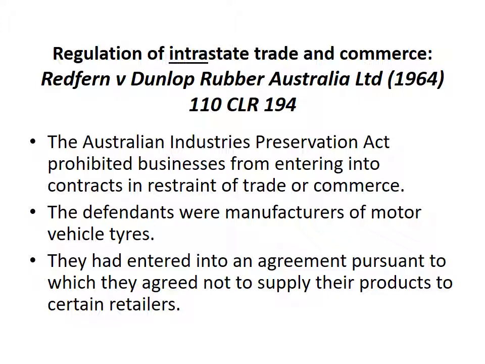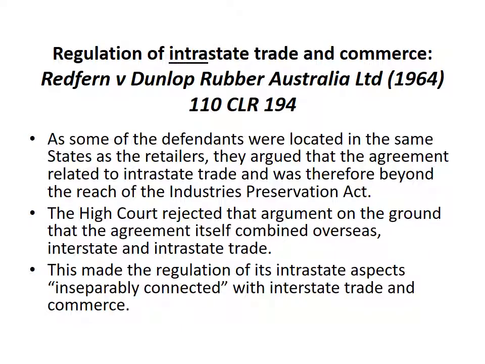The next case was Redfern and Dunlop Rubber Australia. The Australian Industries Preservation Act prohibited businesses from entering into contracts in restraint of trade or commerce. The defendants were manufacturers of motor vehicle tyres. They had entered into an agreement pursuant to which they agreed not to supply their products to certain retailers.